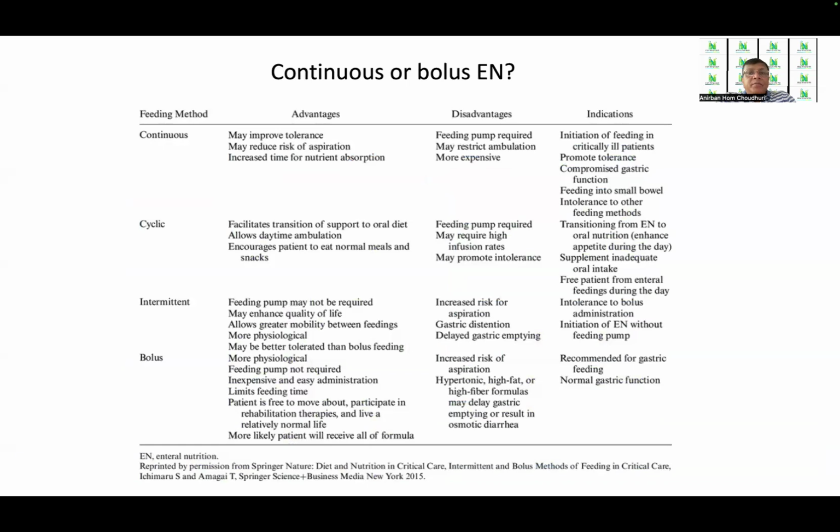Between continuous and bolus enteral nutrition, both have their own advantages and disadvantages, but the continuous feeding method is found to improve tolerance, reduce the risk of aspiration, and provide increased time for nutrient absorption. But the problem is that a feeding pump is required, so availability is an issue, and it may sometimes restrict ambulation, and it is, of course, more expensive.